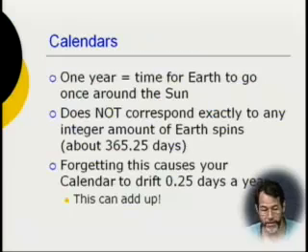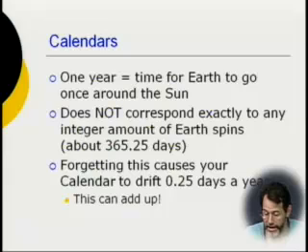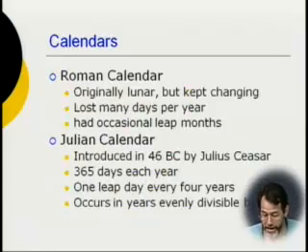So we're into calendars now. Again, I'm running late, so I'm going to go pretty quick. One year is known as the time for the Earth to go around the sun. It does not correspond to an exactly integer number of days. So although it seems like there's 365 days in a year, there's actually 365.25 and little bits more. So that means the calendar is going to drift 0.25 days a year, and this can add up, which is why we have leap years. So every 4 years we do a leap year. But even that's not completely exact.